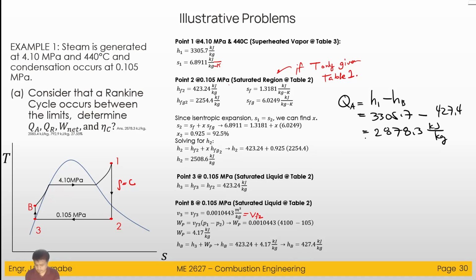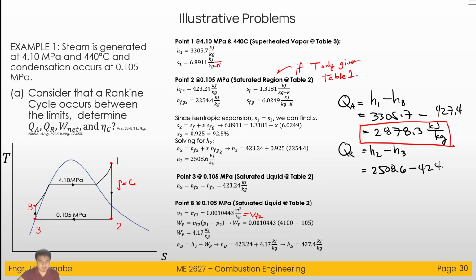Okay. For QR, so QR is H2 minus H3. So this will be 2508.6 minus H3, 424.23. Sorry, 423.34. So QR should be 285.4 kilojoule per kilogram.